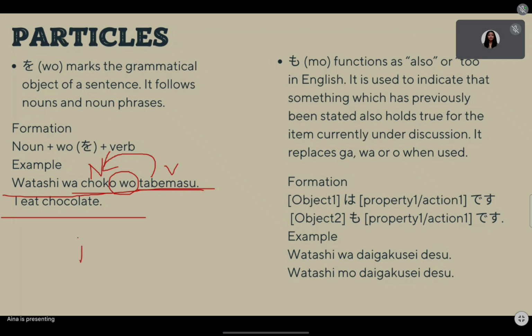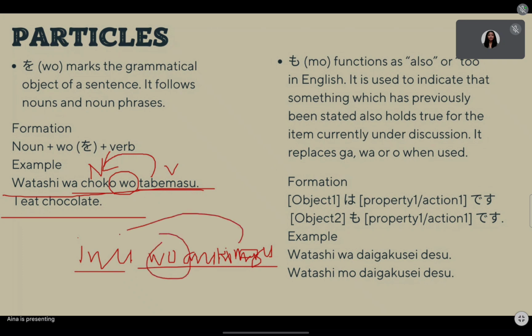So kunyari, inu wo arukimasu. So arukimasu is parang to walk, no? And then inu is dog. So para ilalakad nyo yung aso ninyo. Ayan no. Ano yung ilalakad ninyo? E di yung inu. Okay.